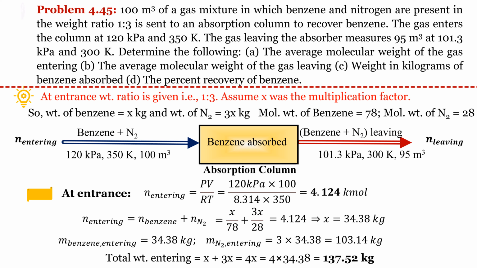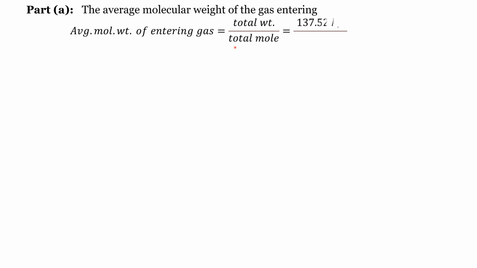So for estimating part A, the average molecular weight of gas at entrance, we can write the formula for average molecular weight. For that, total weight and total moles are required. So in part A, we can write the average molecular weight of gas entering equal to total weight divided by total moles, and we have already estimated the total weight and total moles in the previous slide. So the average molecular weight of entering gas will come out as 33.35 gram per mole.